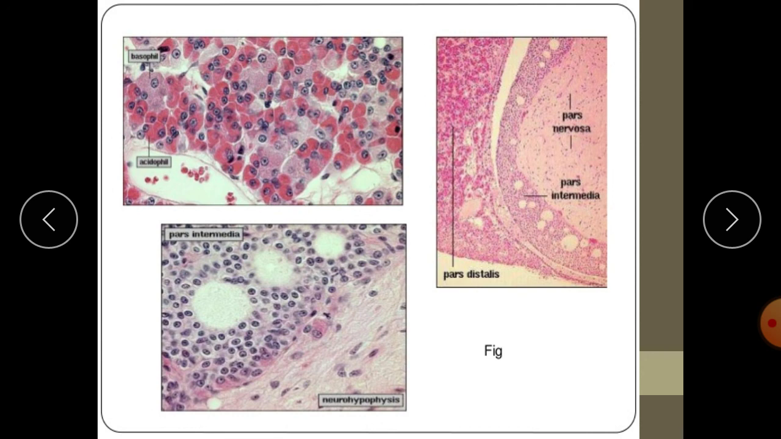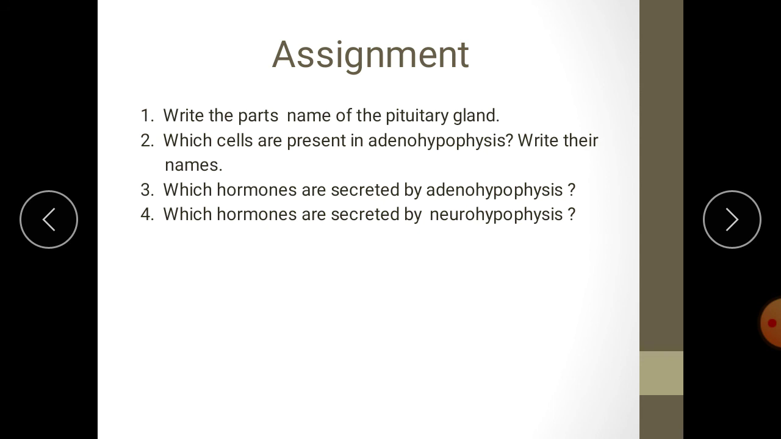So let us have a look at the assignments. First assignment, write the part names of the pituitary gland. Second, which cells are present in adenohypophysis? Write their names. Which hormones are secreted by adenohypophysis and which hormones are secreted by neurohypophysis? Very simple questions. You have to attempt them. So this is about the histology of the main endocrine gland, the pituitary gland. Thank you.